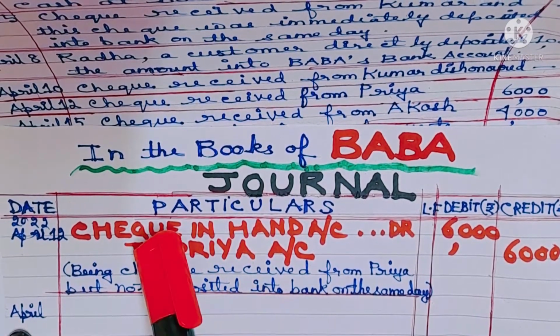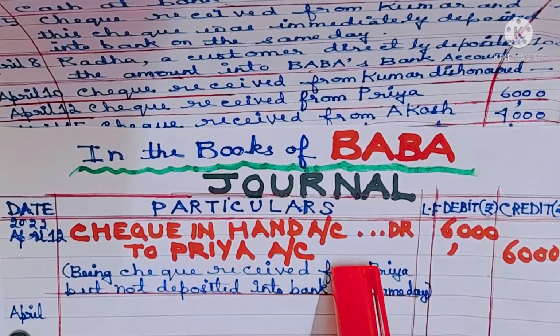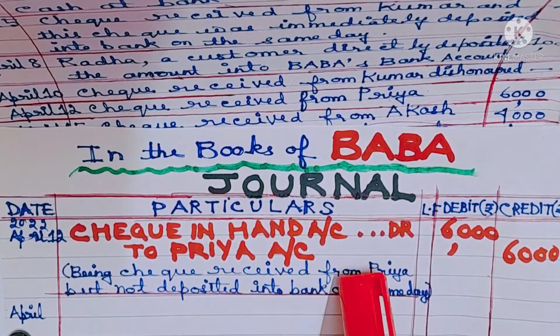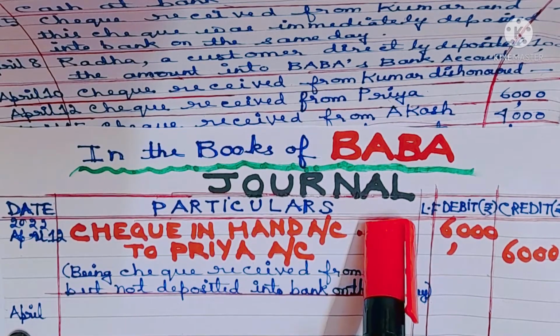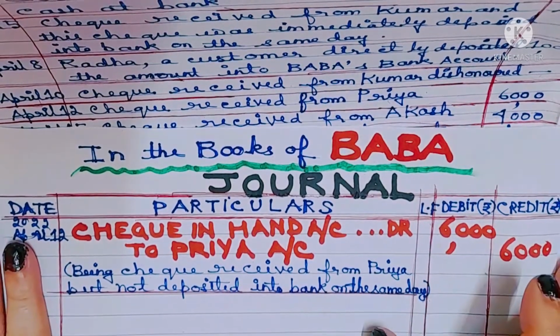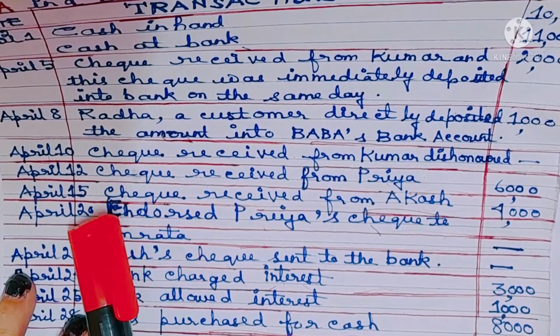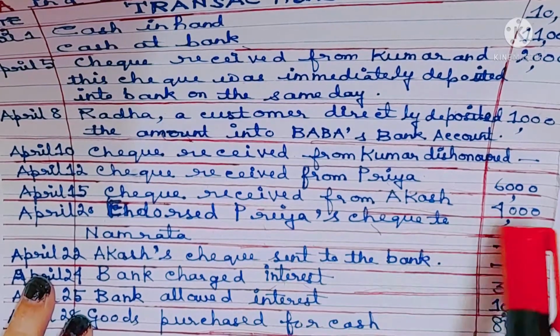Okay? See, on the debit side there is no bank account. On the credit side there is no bank account. So you cannot record this in the cash book. Okay? So we'll have to record this journal entry in the books of journal. Okay? Now let's see the next transaction. The next transaction is on 15th April, check received from Akash 4,000.